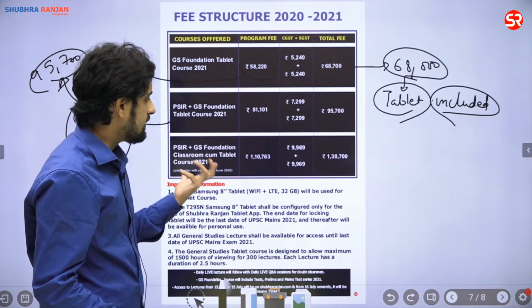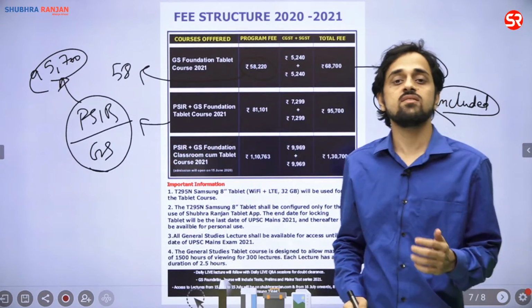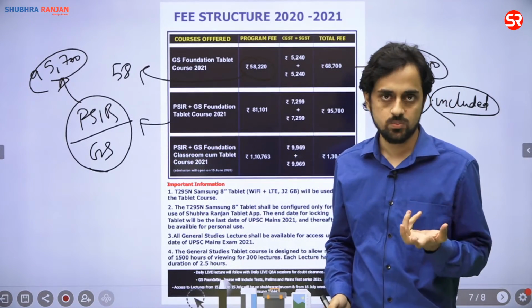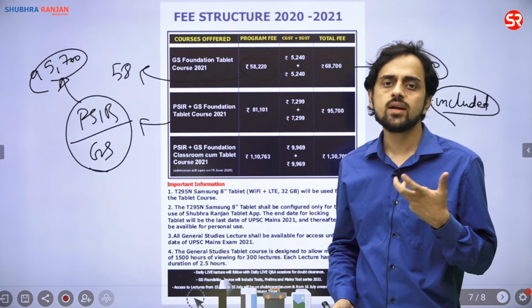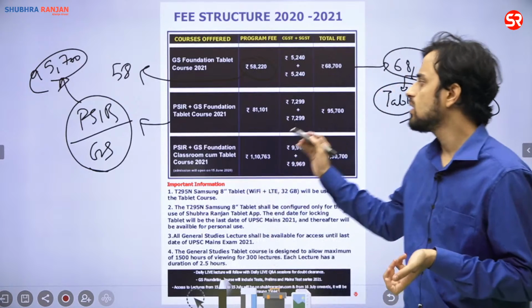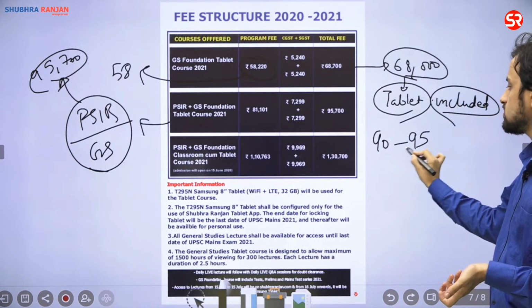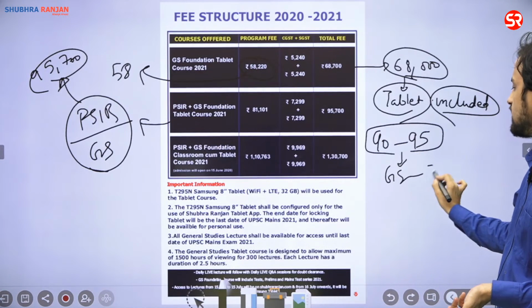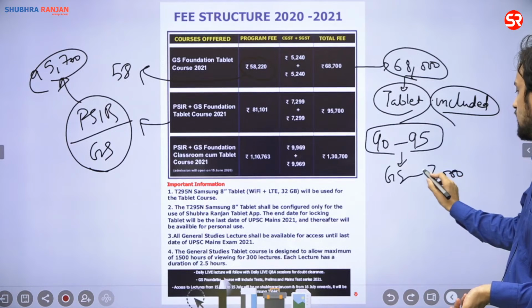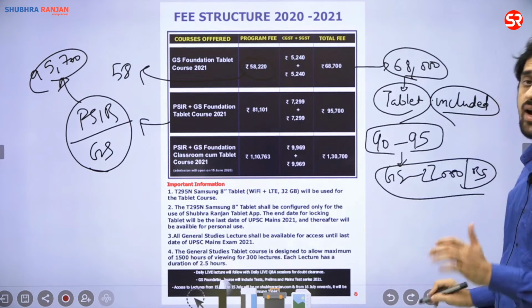And that is one of the things. A lot of you keep asking, what about physical classroom? If and when the Delhi government allows us to resume the physical classrooms, we will do so. And in that case, you can upgrade to a physical classroom also. The physical classroom fee will be somewhere between 90 to 95,000 for GS. So you will have to pay an additional fee of say 22,000 rupees if you want to upgrade to a physical classroom at a later stage.